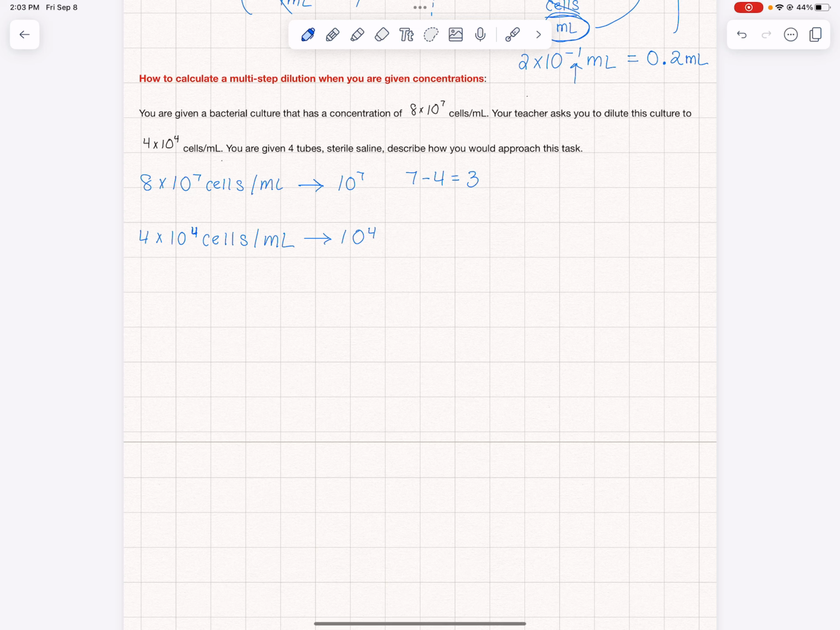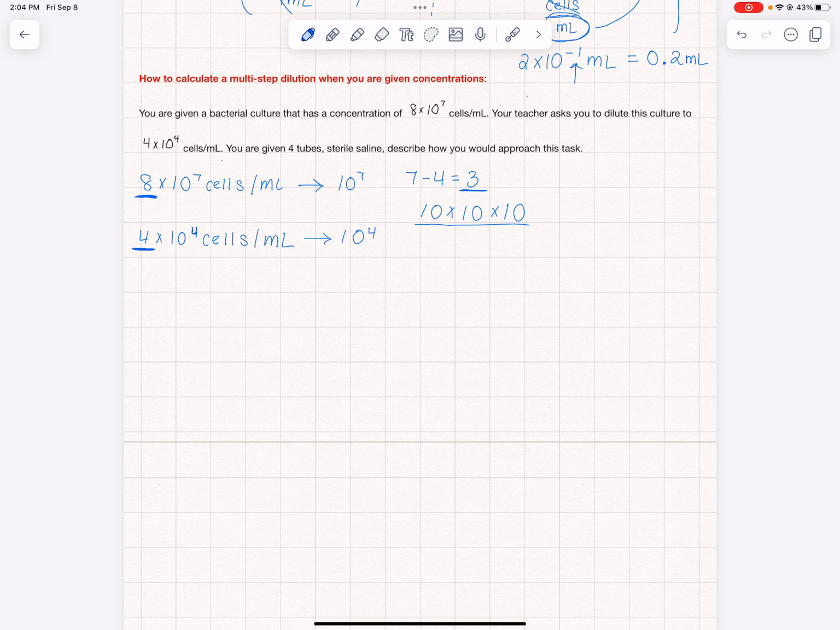So that is going to be a factor of 3. And so we can think of that as being 10 times 10 times 10. And because we are given 4 tubes, we would be able to dilute our culture 3 times by a factor of 10. But we also need to remember the number that comes before our 10 to the exponent, and we have a difference of 8 and 4.